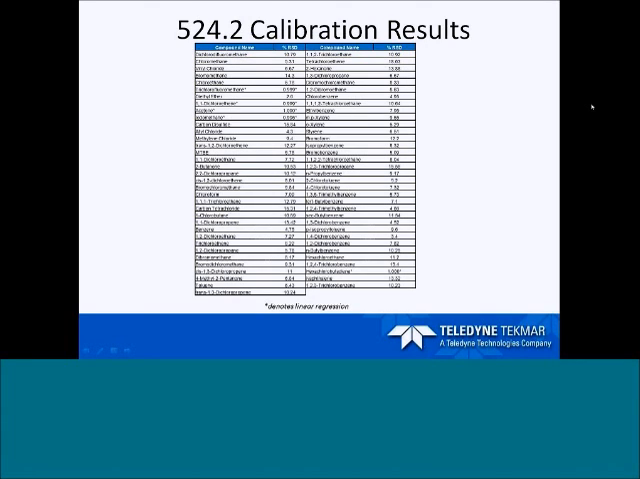And here are the results we got from 524.2. We ran a 0.5 ppb to a 50 ppb standard and a 9-point calibration curve. From that, we calculated the percent RSD. As you can see, everything is less than 20% or has a linear regression value of above 0.995.